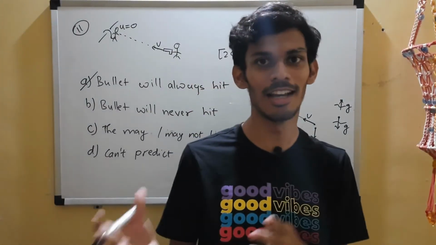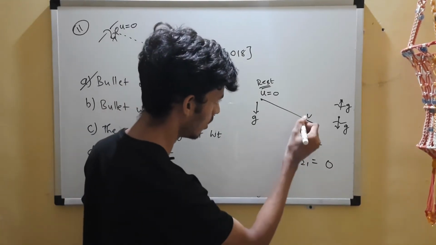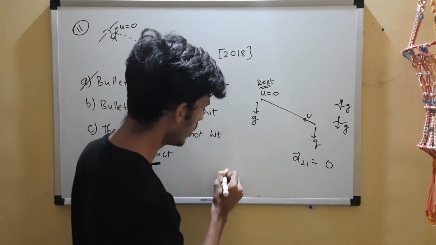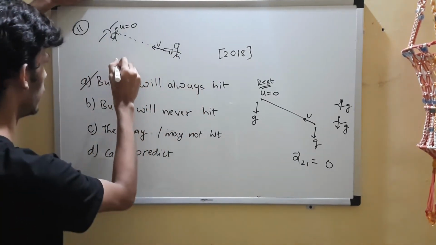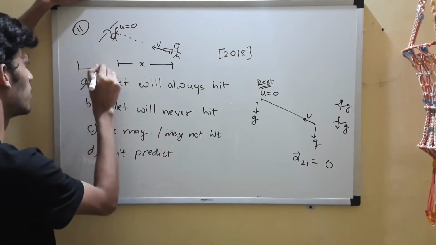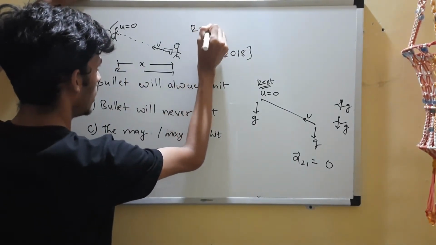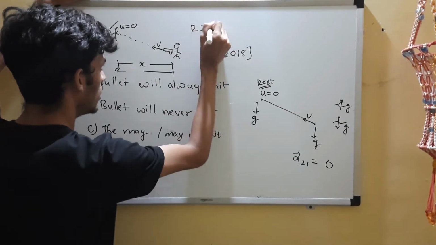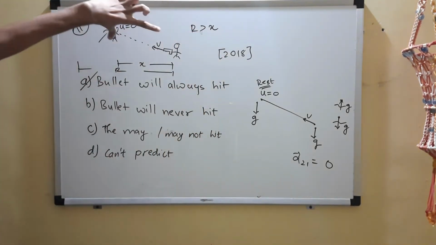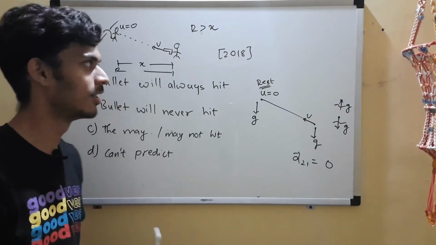Now one thing they assumed in this question was that the range of this projectile motion of the bullet is greater than this distance. There will be some distance between the hunter and the monkey. The range of the projectile will be greater than the distance between the monkey and the hunter. Okay, so that is assumed.